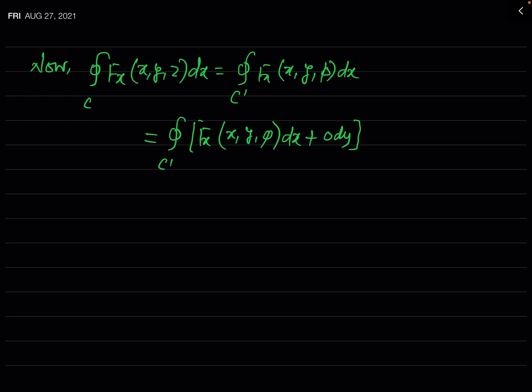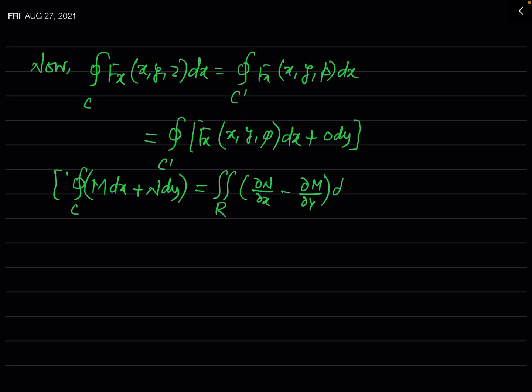Now you can compare this integral. This is just like I am writing it inside a bracket. You have seen in case of Green's theorem in a plane that the integral along a closed curve C of m dx plus n dy, which you have just seen in the previous lecture, is equal to the integral over the region R in the xy plane of del n by del x minus del m by del y dx dy. This is simply Green's theorem in a plane. So you can compare this result with Green's theorem.